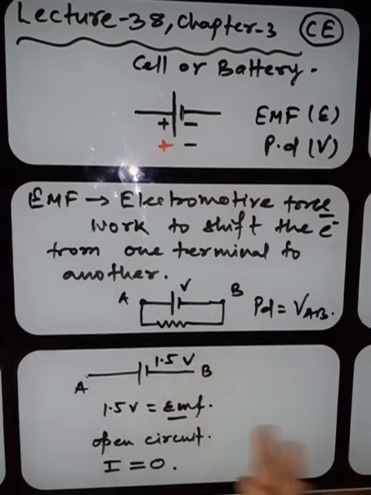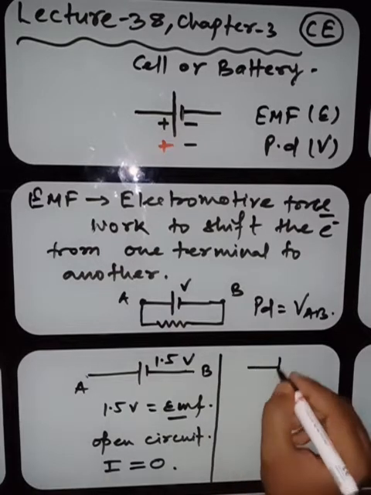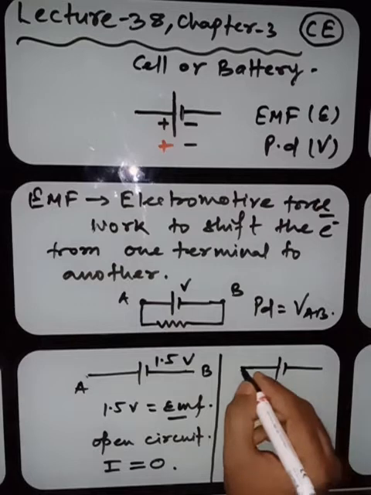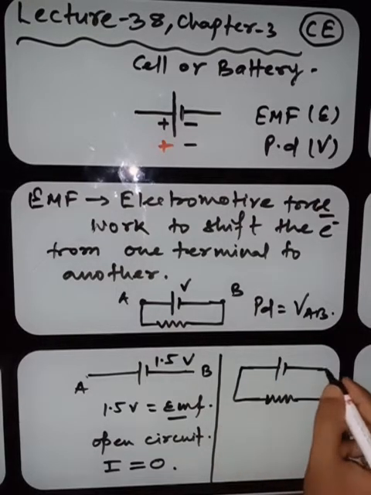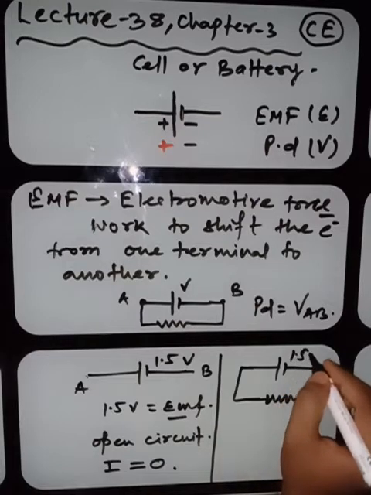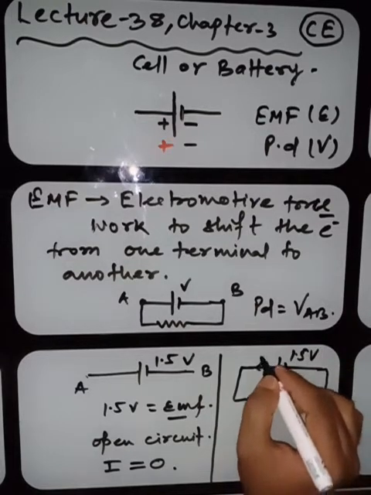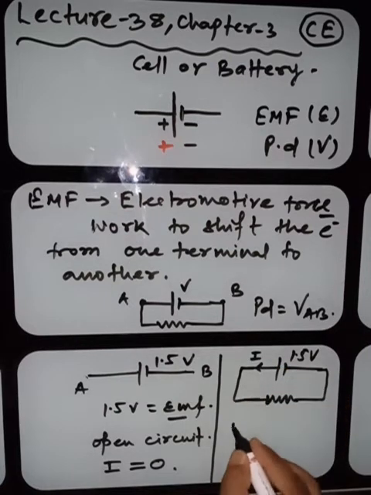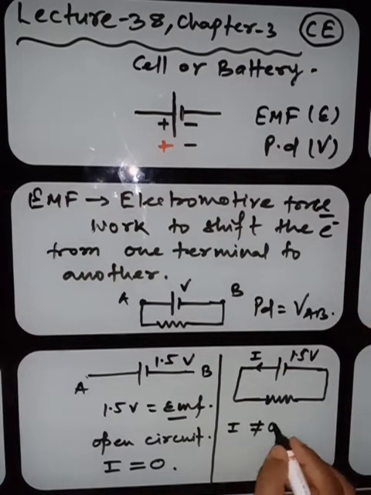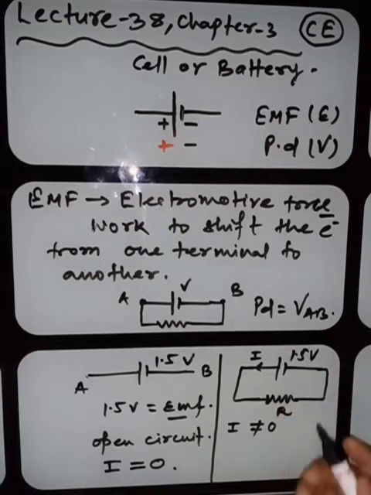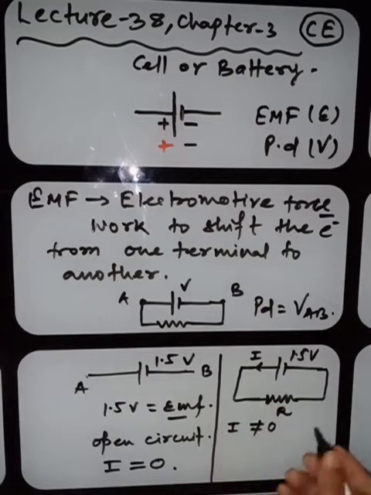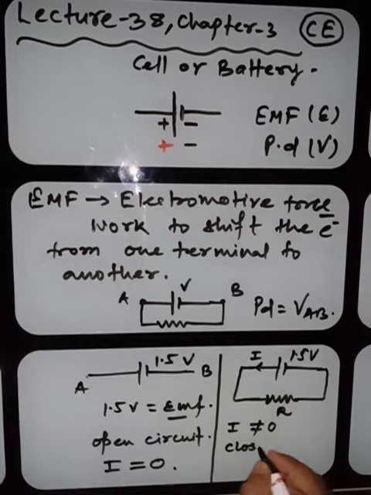It's very simple. But whenever you connect this particular cell with a circuit, suppose this is the load resistance. Okay, now the 1.5 volt. Current starts moving. Now current is not equal to 0. Okay, the resistance, the load. Now it is a closed circuit. It is not open. Now it is closed.